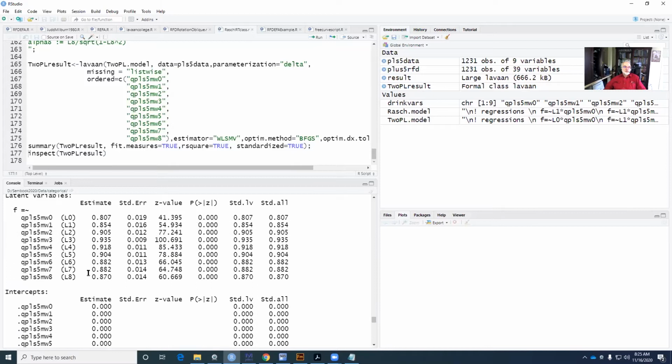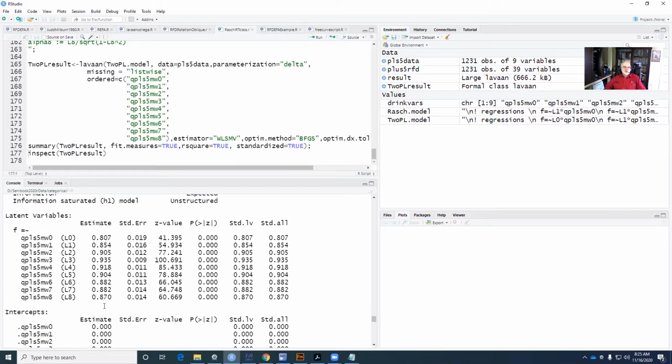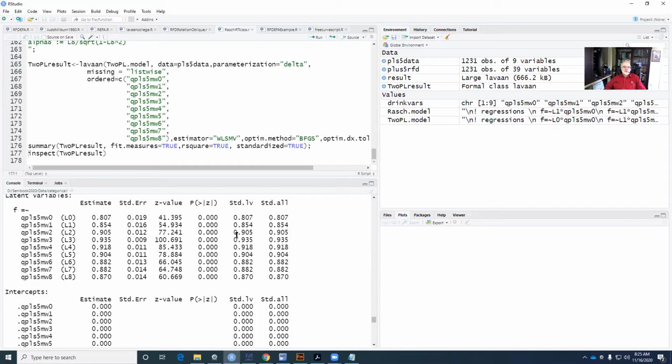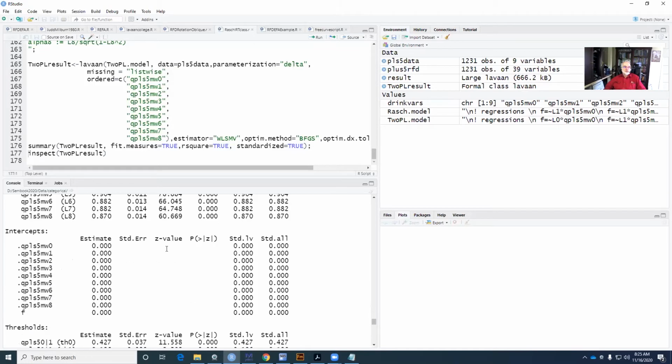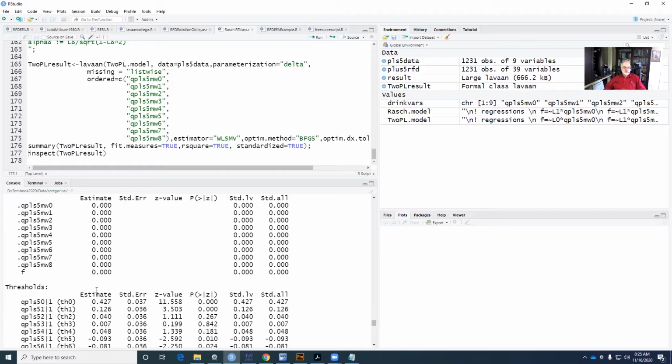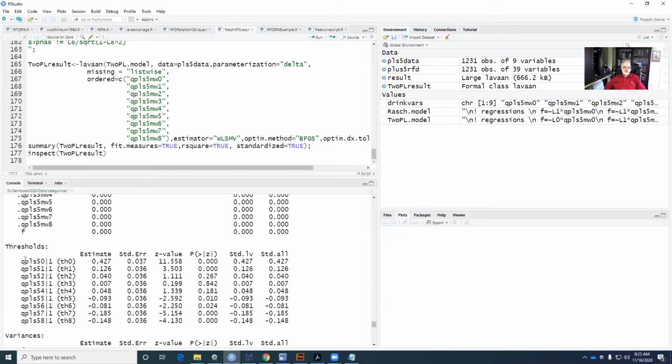SRMR. And down here are my different loadings that show that the factor loading for wave 3 or wave 4 seems to be higher than the factor loading for wave 0, for example. All right. And as before, I have no intercepts because they're ordered categorical and I'm writing the defaults. And as before, here I have thresholds. Now the thresholds are all different.